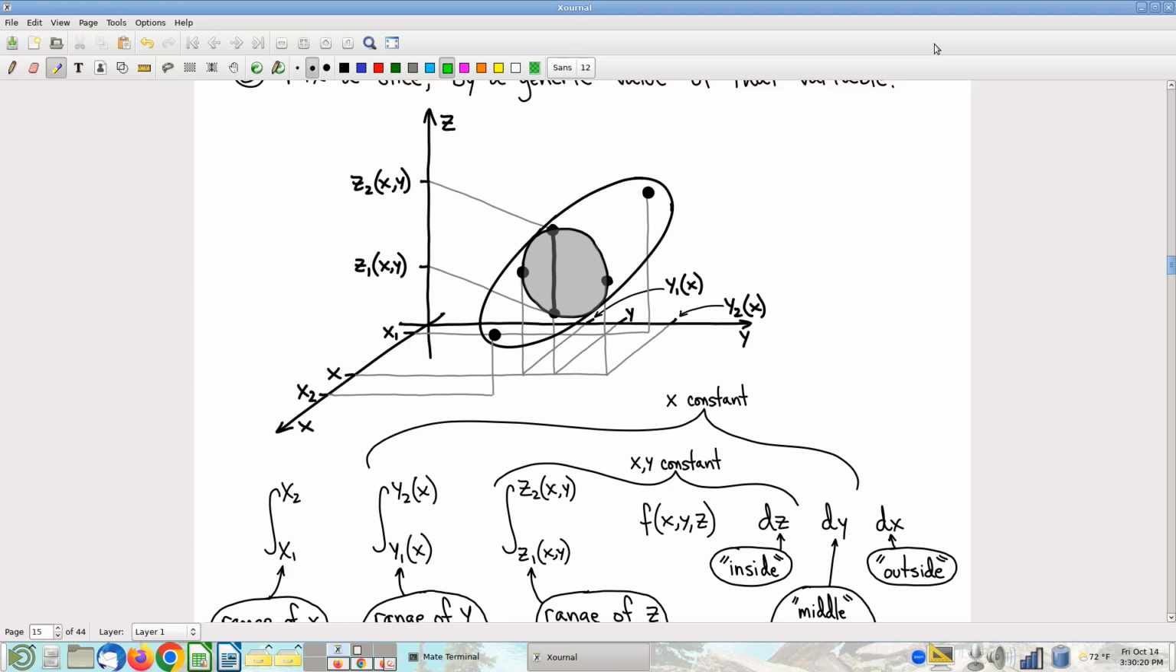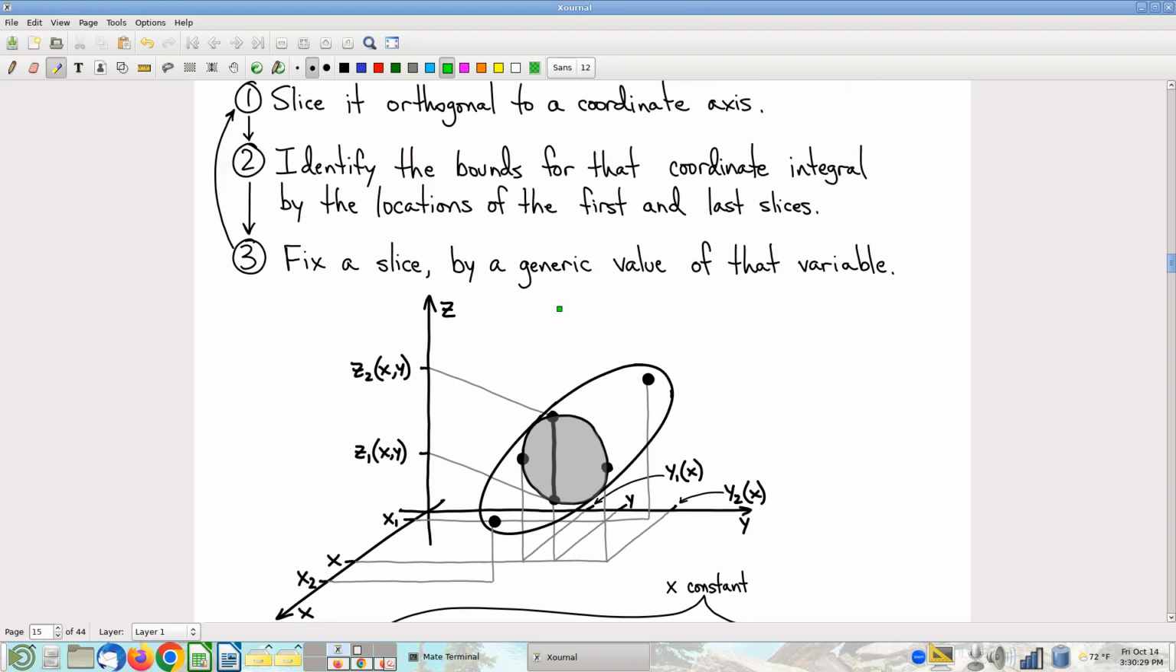Right? So what we talked about was, given a big solid chunk like this, step 1 is to slice perpendicular to an axis, such as here I'm taking slices perpendicular to the x-axis. Identify the bounds, so first and last slices. Here's the first one, so there's my lower bound for x. Here's my last one, so there's my upper bound for x.